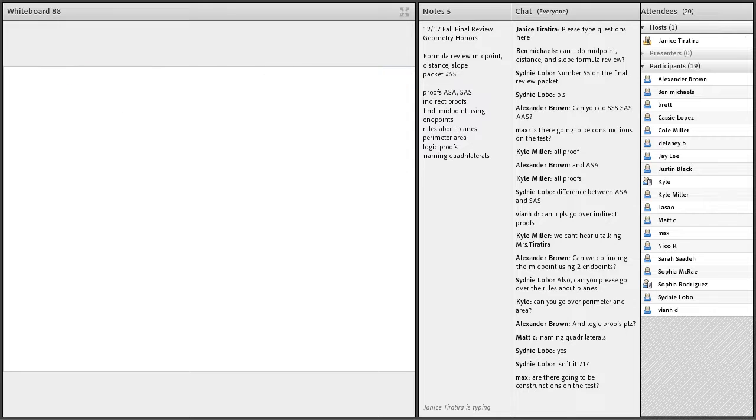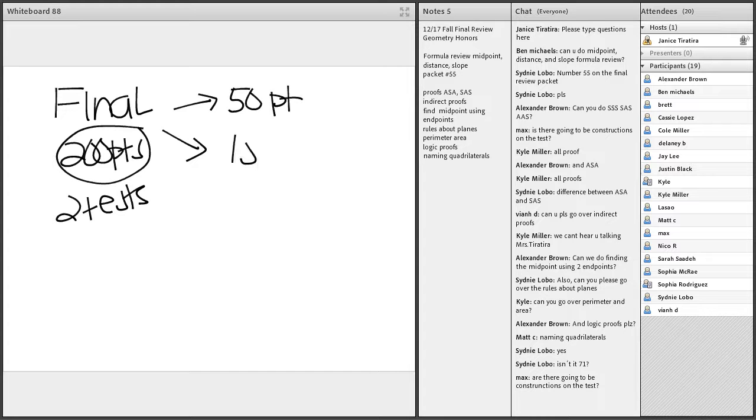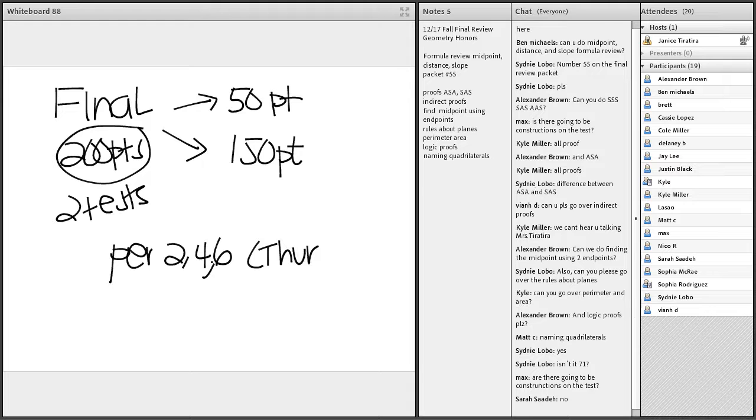Okay, so for your final, let me just kind of give you an overview. It's split up 200 total points, so it acts kind of like 2 tests. Okay, it acts like 2 tests, but it's split up 50 points and 150 points. If you're period 246, then you're Thursday. And if you're period 135, then you're Friday.